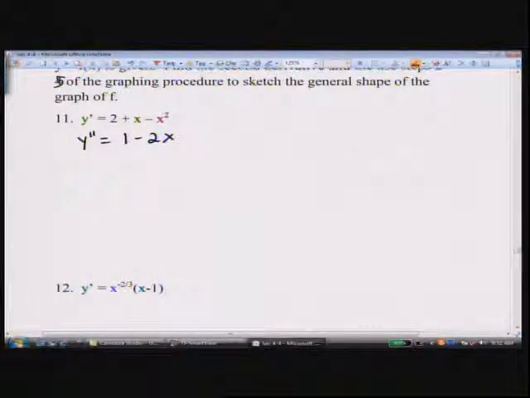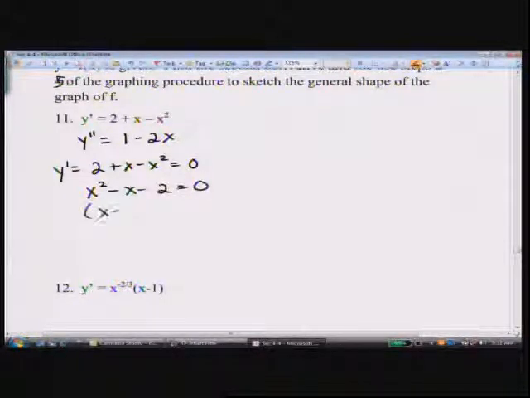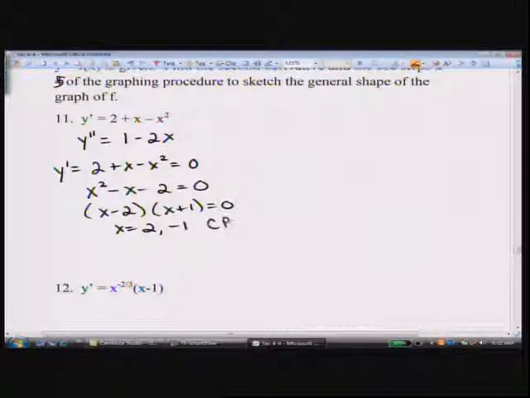Do y'all agree? All right, well, the first derivative equals 0 at 2 plus x minus x squared equals 0. I like to factor out a negative because I'm a positive person. So this is x squared minus x minus 2 equals 0. And then I can factor that as x minus 2 times x plus 1. So x equals 2 or negative 1. All right? So those are my critical points.